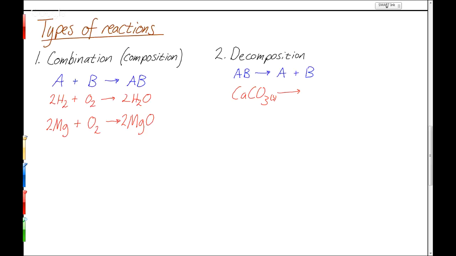The actual products are calcium oxide and carbon dioxide gas. So that's one where we might have to do an experiment and then actually see what we have left over, or see what happens and use that to figure out what it was.